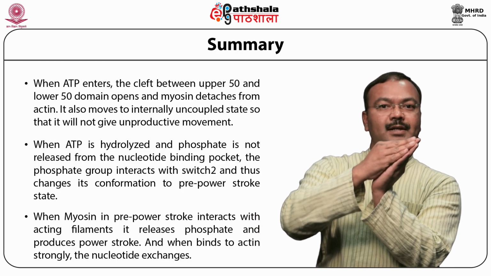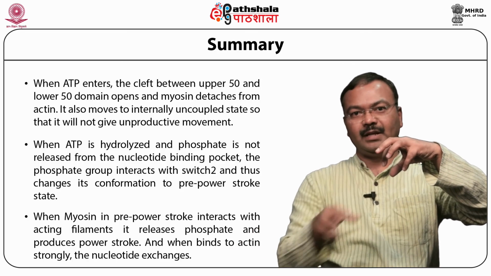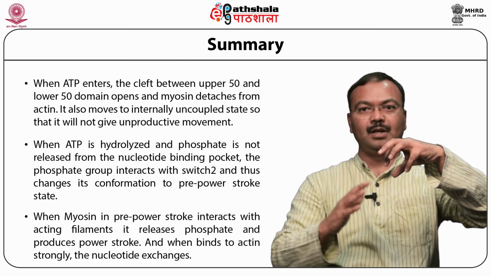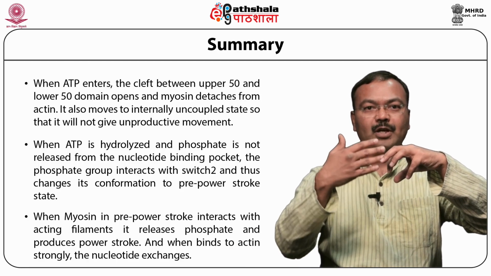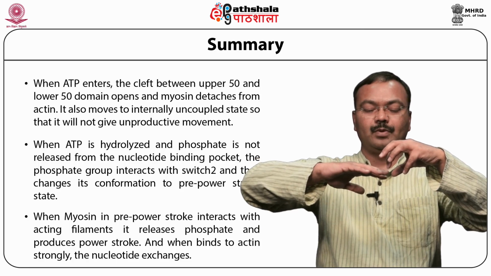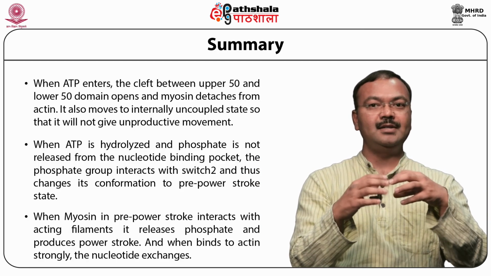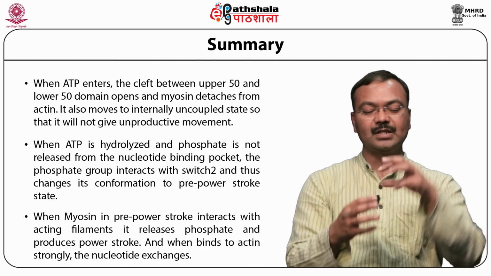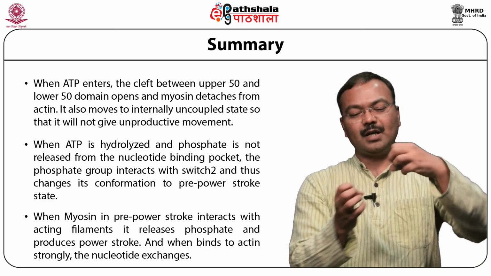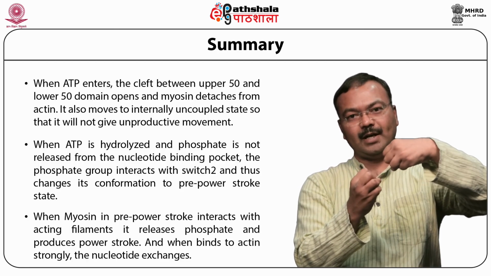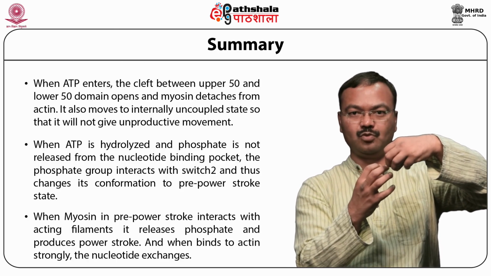It moves to an internally uncoupled state. That means the connectivity between the motor domain and the lever arm is lost and it becomes flexible, so that it doesn't give unproductive movement to myosin. So when the ATP is hydrolyzed, the phosphate is still not released from the active site pocket. So the ADP and the phosphate are still there in the active site pocket. Because it's hydrolyzed, they cannot covalently bond and both are negatively charged. They try to move away, but there is no space for the phosphate to move out.